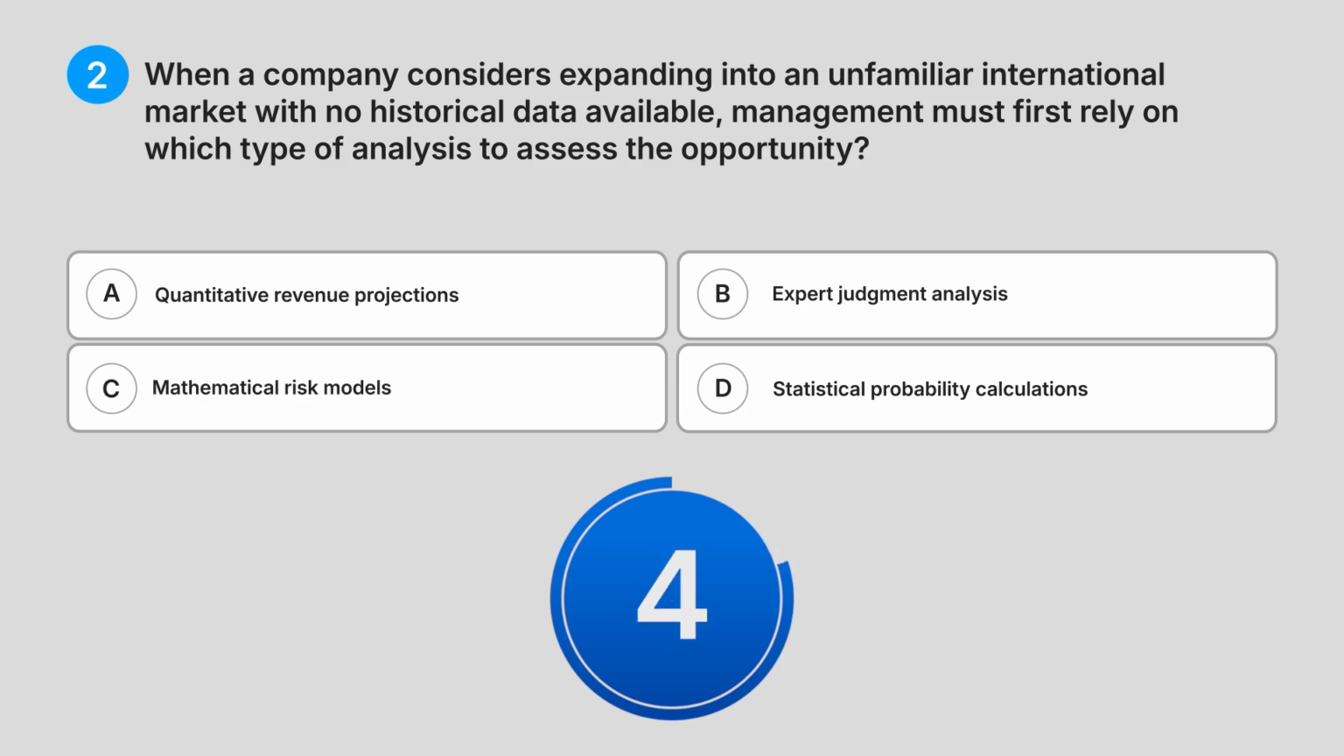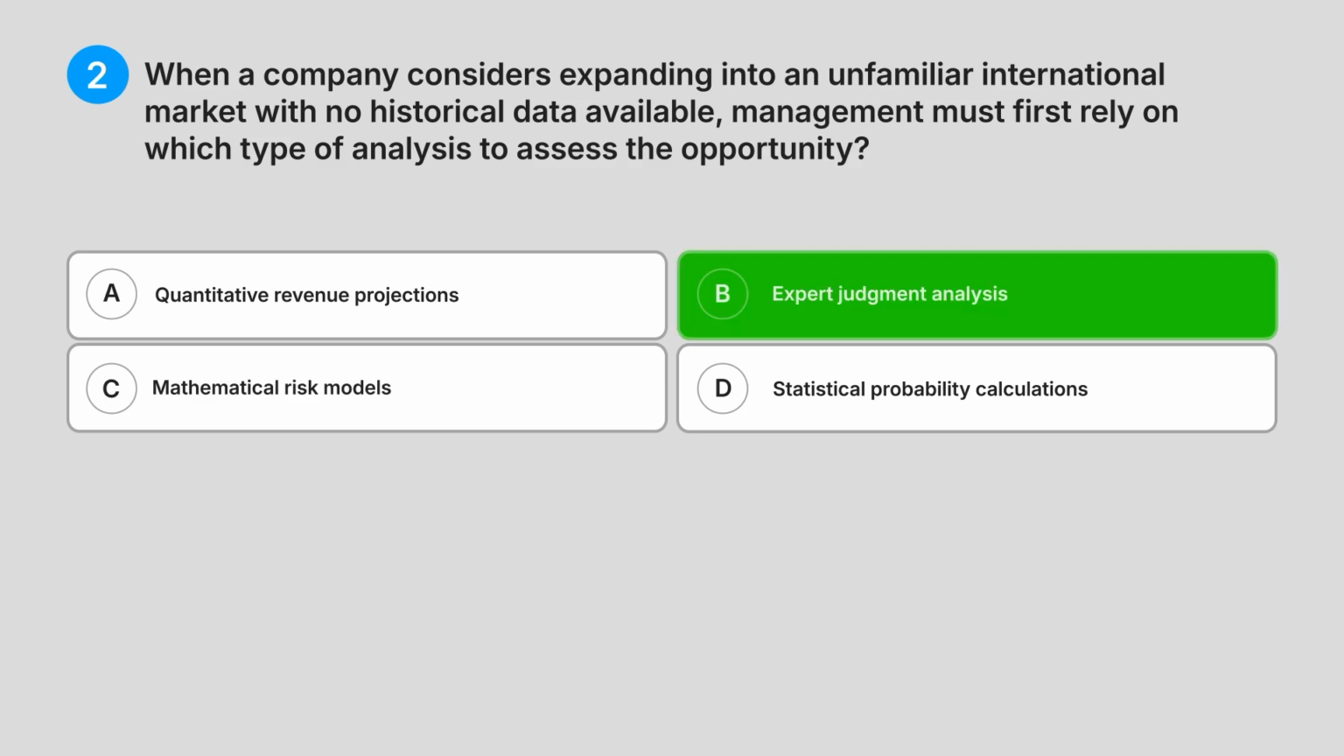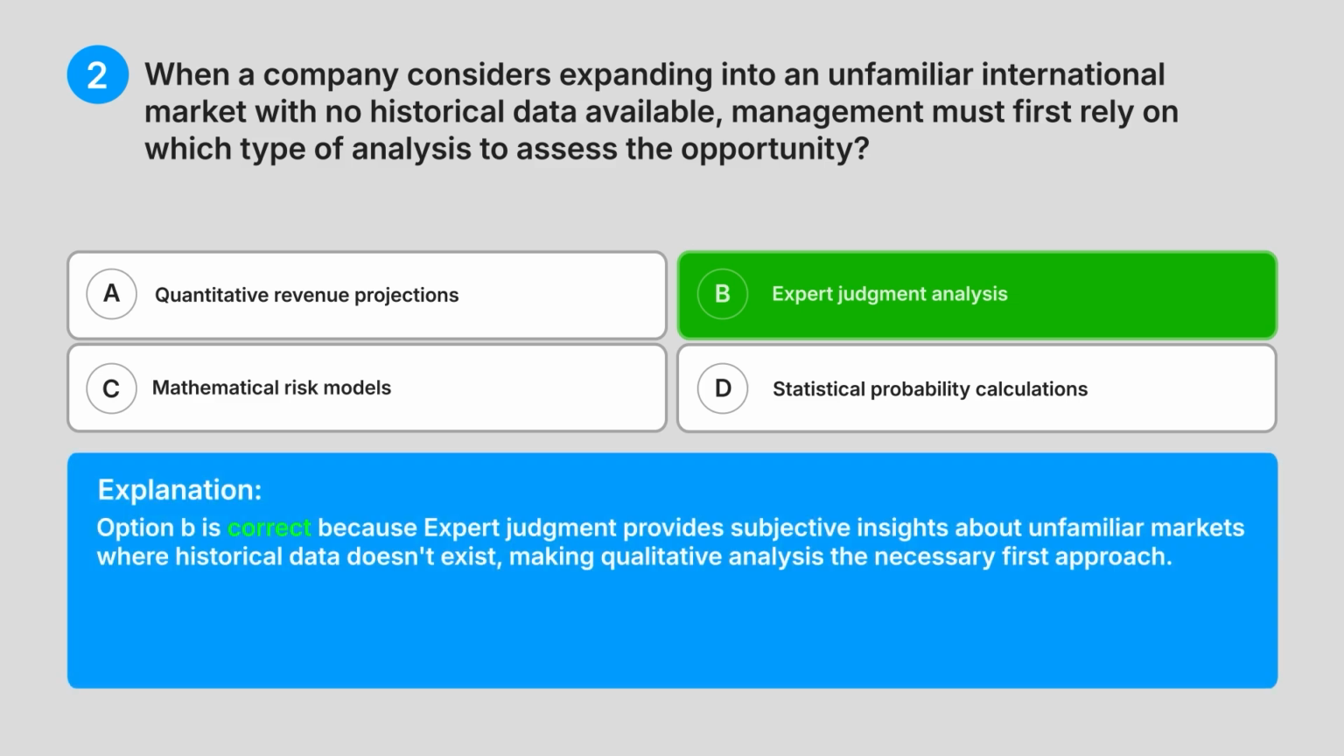Do you know the answer? Correct answer. B. Expert judgment analysis. Explanation. Option B is correct because expert judgment provides subjective insights about unfamiliar markets where historical data doesn't exist, making qualitative analysis the necessary first approach.